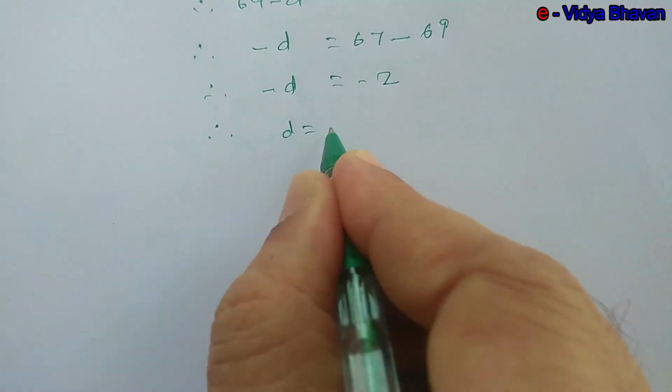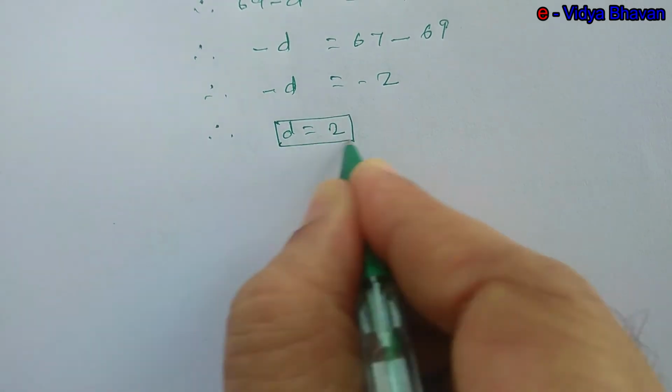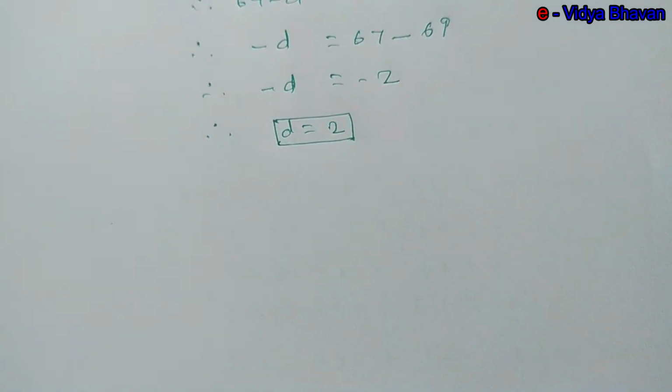Therefore, d is equal to plus 2. This minus and minus will get cancelled. So you got the value of a, 69. You got the value of d, 2. Now, you are interested in the 3 parts.